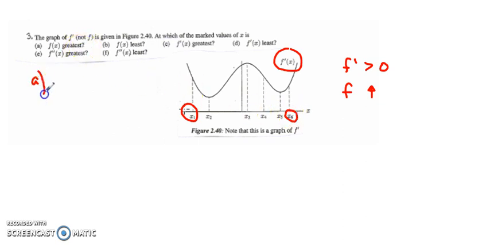So A, where is f of x the greatest, is at x sub 6. B, where is f of x the least, that is at x sub 1.